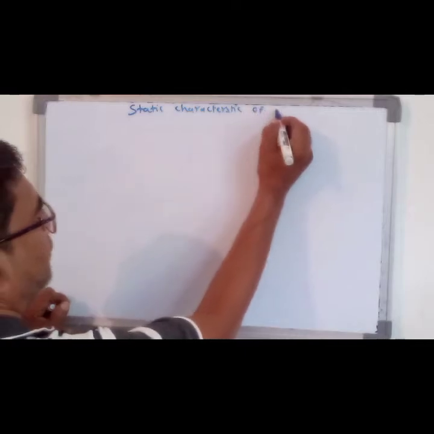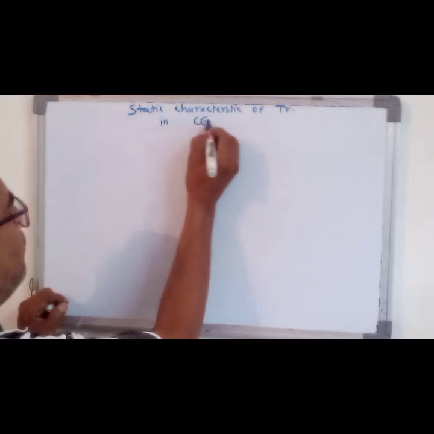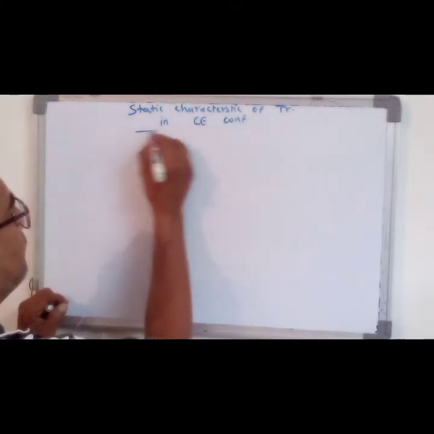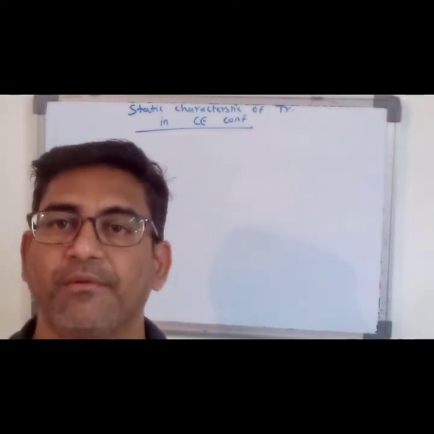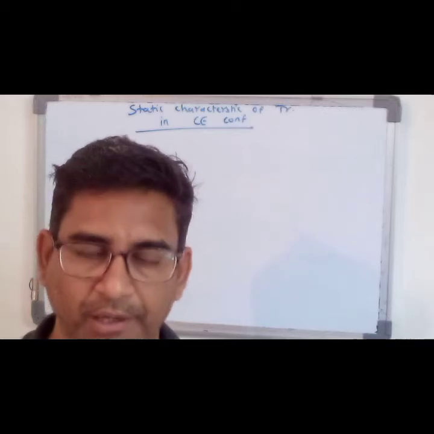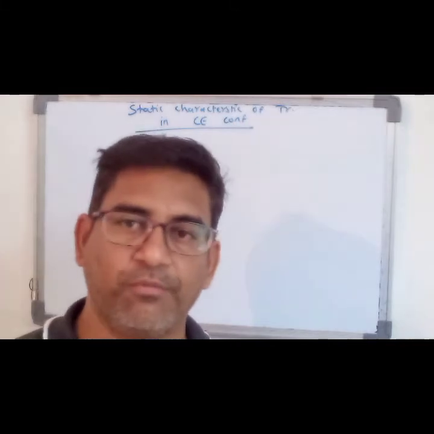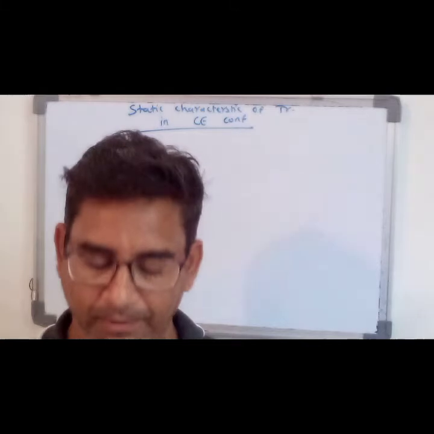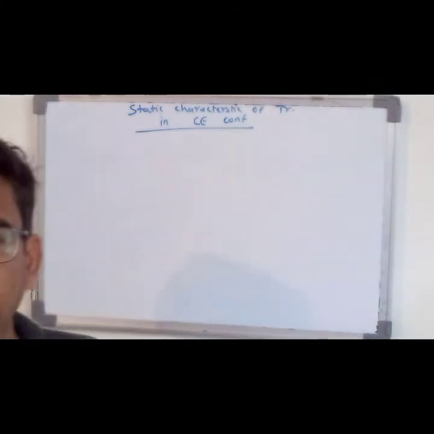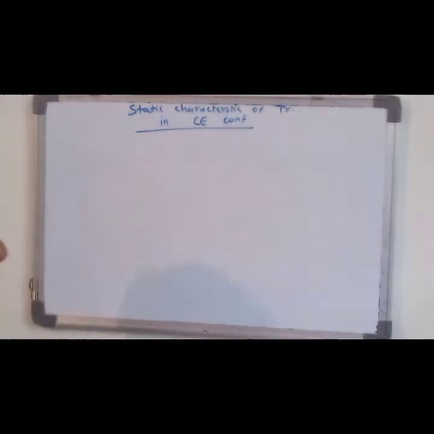Static characteristics of a transistor in common emitter configuration. In this common emitter configuration, as we have studied previously, one terminal is grounded, the input is applied to the base-to-emitter, and the output is taken from the collector to emitter. This configuration is related to this diagram.